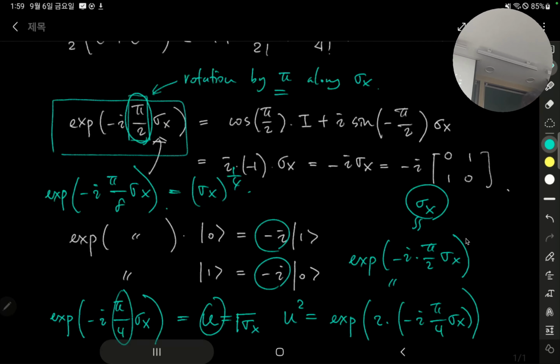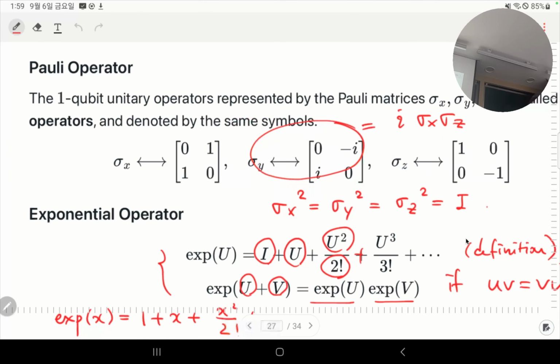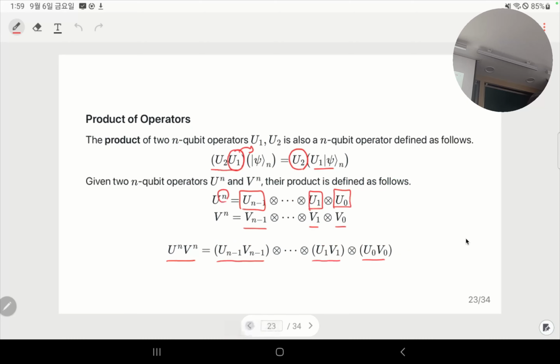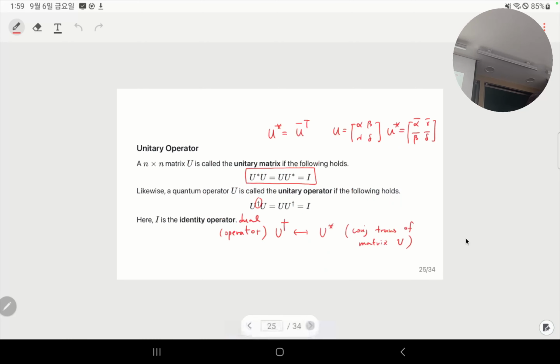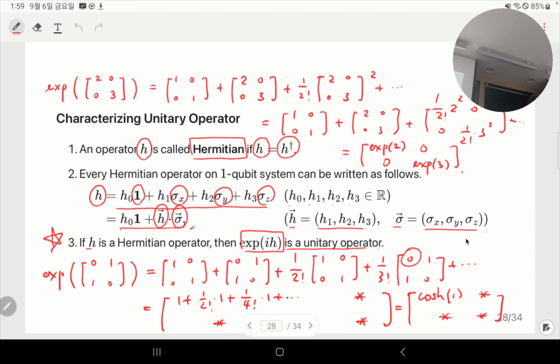So I want to go back to the part that I missed here. Let me see here. I think there was something more. No, not this. Okay, I think that was the first one. So how about we prove this statement? If H is a Hermitian operator, then the exponential is a unitary operator. I think it's a doable thing to prove.